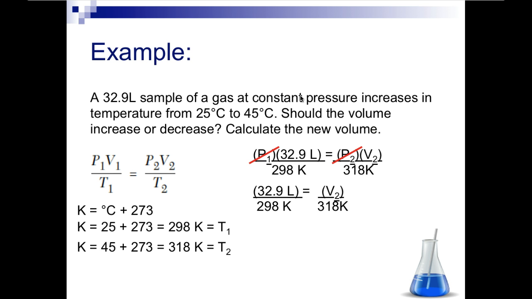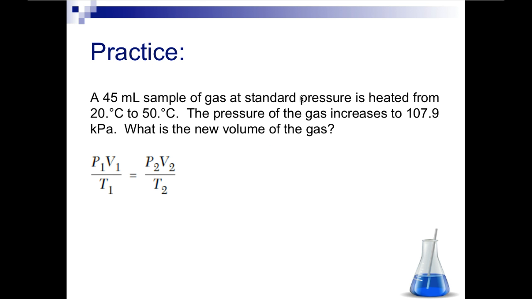To solve for V2, we're going to multiply each side of the equation by 318. On the right side, it's going to cancel. On the left side, it's going to be 318 times 32.9 divided by 298. When we plug that into our calculator, we're going to type 318 times 32.9, and we're going to divide that product by 298. And when we do that, we get 31.5 liters. Awesome. So try this practice problem. Pause the video and unpause when you're ready.